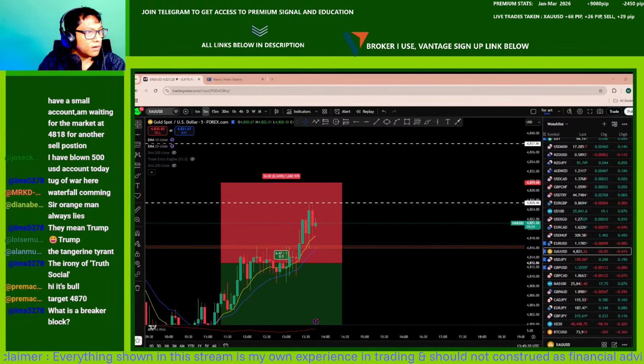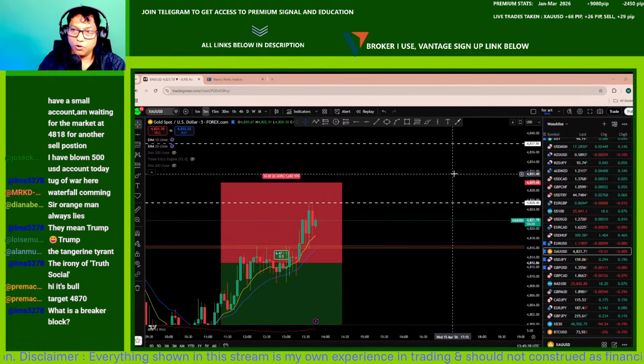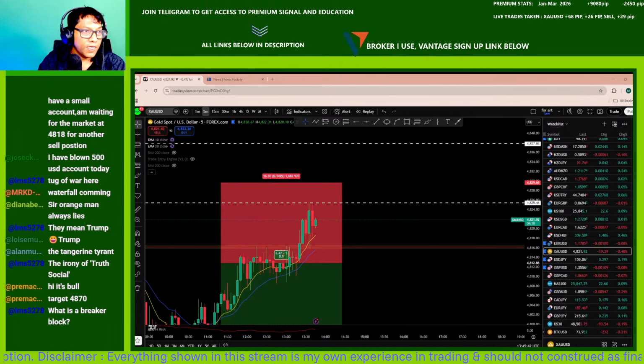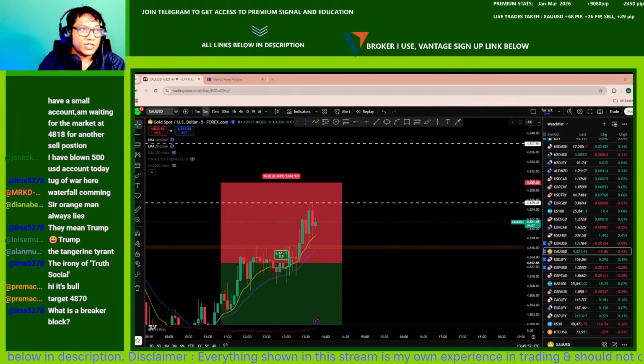Okay, a breaker block is a smart money concept. Probably I know it in a different way. It's a smart money trading concept representing the failed order block that flips into a high profitability reversal zone. So it's basically a false breakout.